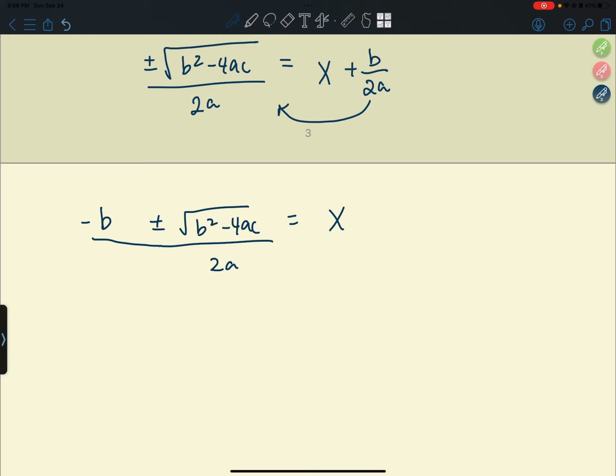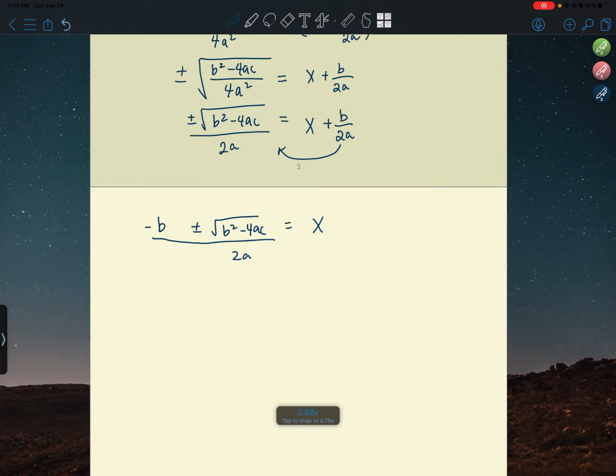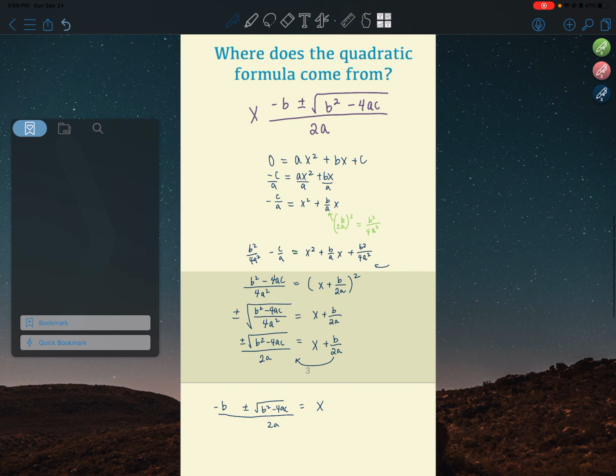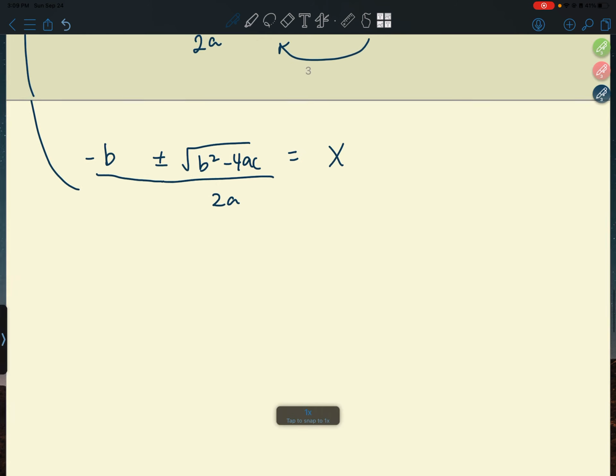And there you have it. You got your quadratic formula. So remember, let's match it up to the front, and yeah, looks the same, right? So that's where your quadratic formula comes from.